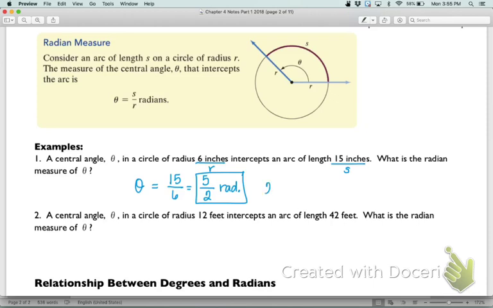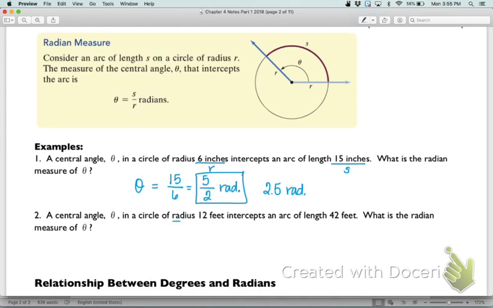Or you could say 2.5 radians here, either way. Okay, so that's the measure of theta in radians. Take a second to pause the video and try number 2 so you can see if you are doing that correctly.